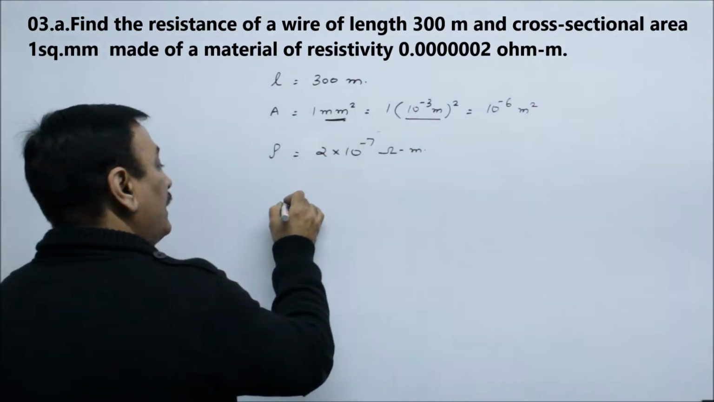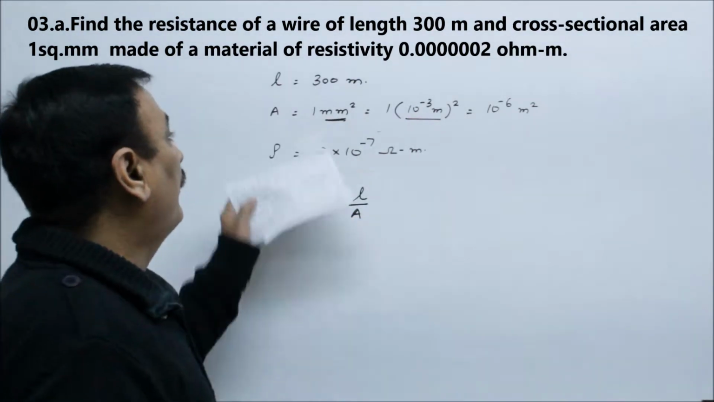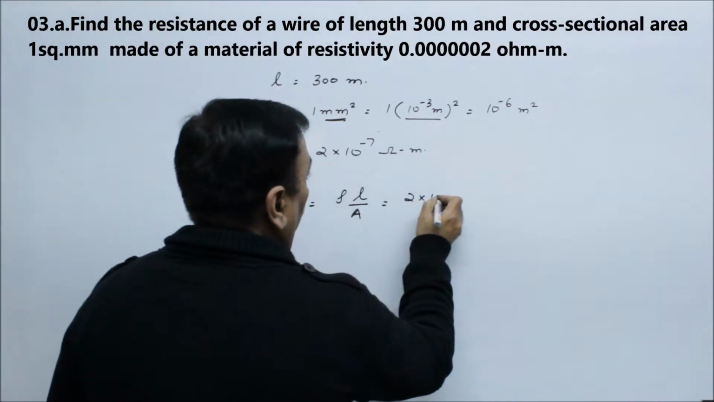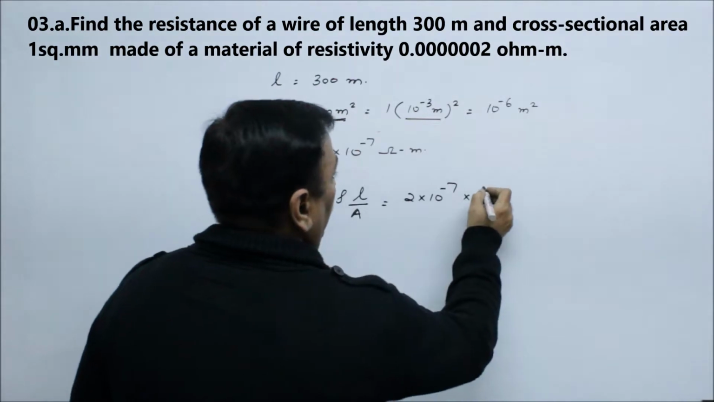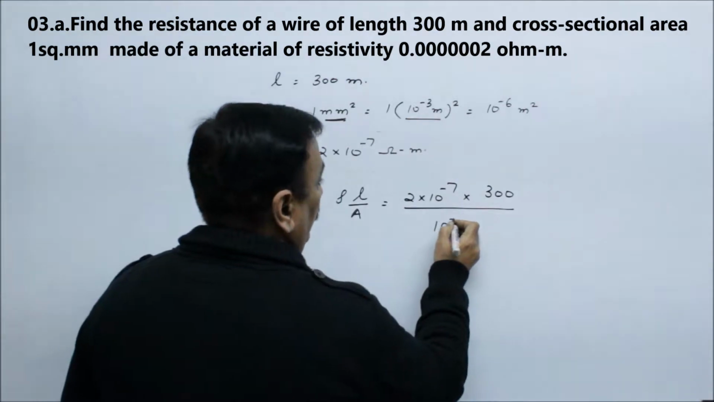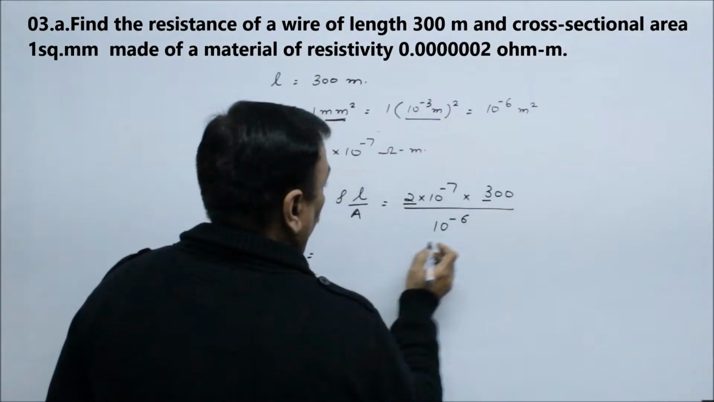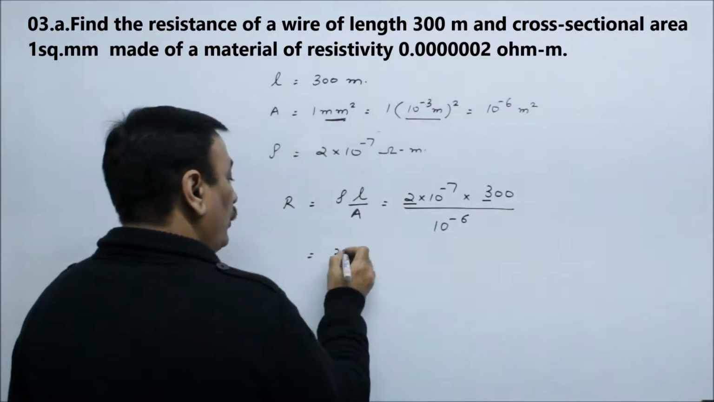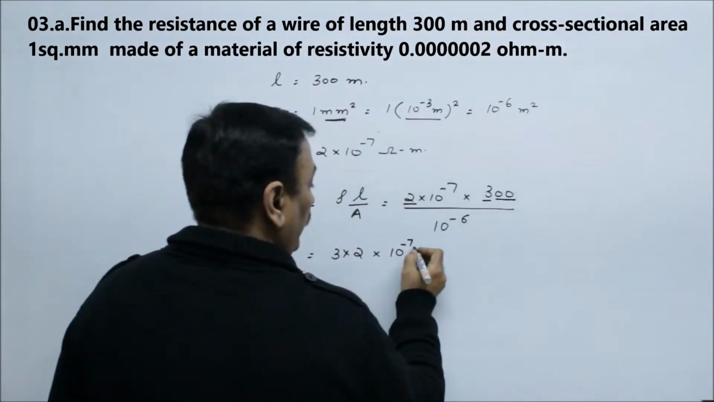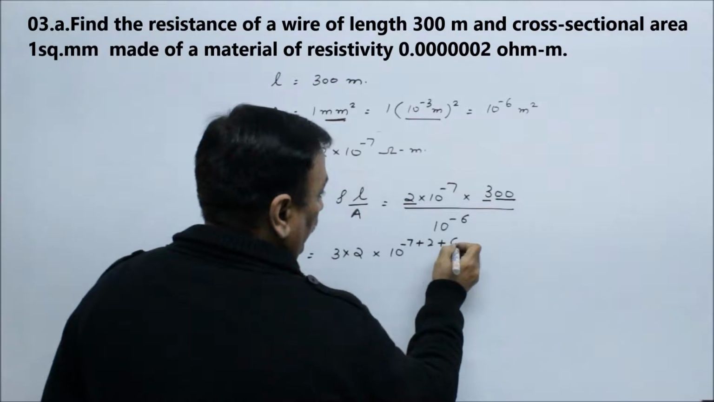So coming to the resistance, we know it is given by rho L over A. Everything is given. All that we have to do is put the values here: 2 into 10 raised to the power minus 7. What is the length? It is 300 meters. And in the denominator we have area, that is 10 raised to the power minus 6. So we can write 2 into 3 into 10 raised to the power minus 7, 100 plus 2, and minus 6 goes in the numerator, becomes plus 6.